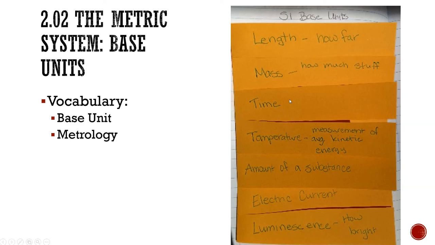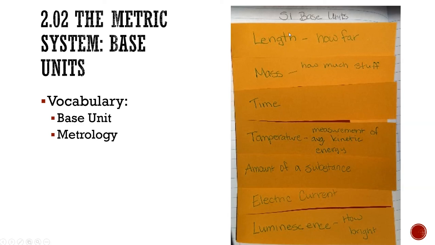And then I cut tabs into it so that each type of unit would have its own tab. And then on the inside, I just went ahead and wrote what is the base unit for length. So for the SI base unit for length, it's actually a meter. So if you open up that flap, you would see a meter.